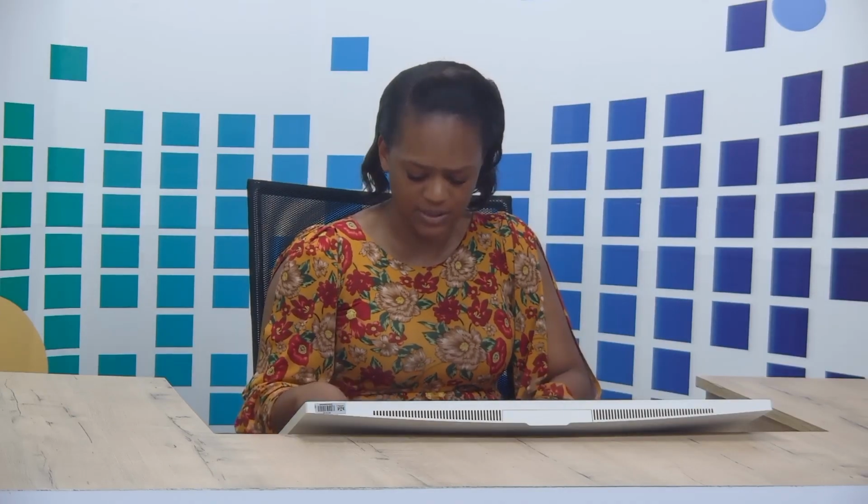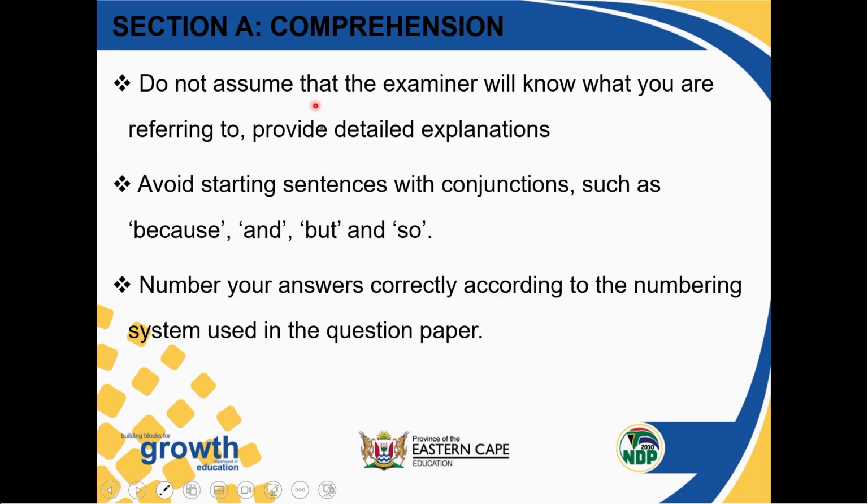your understanding of the text. So you need to show that you have understood the text and you have understood the questions. Right. So do not assume that the examiner will know what you are referring to. Provide detailed explanations. This emphasizes the fact that your answers should be clear and should be based on the comprehension.